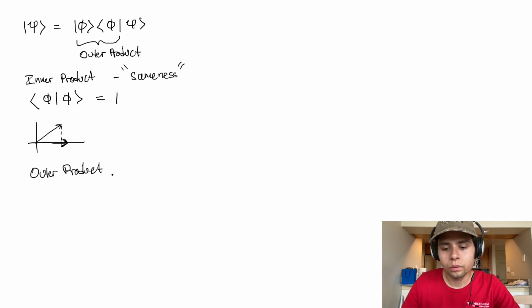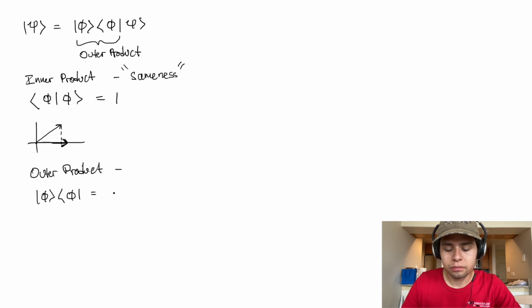Okay. Well, the outer product is not really going to measure sameness. It's going to yield a different object though. So here we went from vectors to a scalar. In this case, we're going to be going from vectors to a matrix.